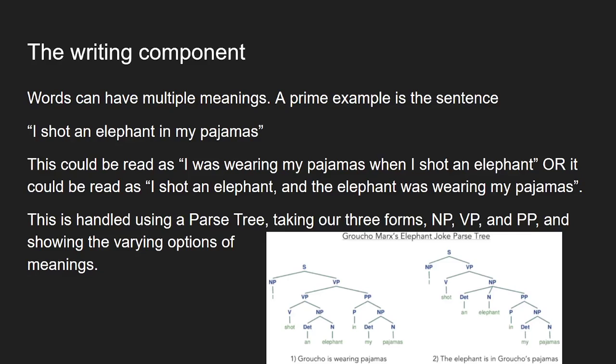But a problem that we run into is that words can have multiple meanings. A prime example of this is the sentence, I shot an elephant in my pajamas. Well, was I wearing the pajamas, or was the elephant wearing the pajamas? This is handled by using a parse tree, which takes all of our three forms, NP, VP, and PP, and shows the varying options and meanings. So if there are multiple meanings to a sentence, it will show you all the different meanings, and you can decide which one that you want to use.